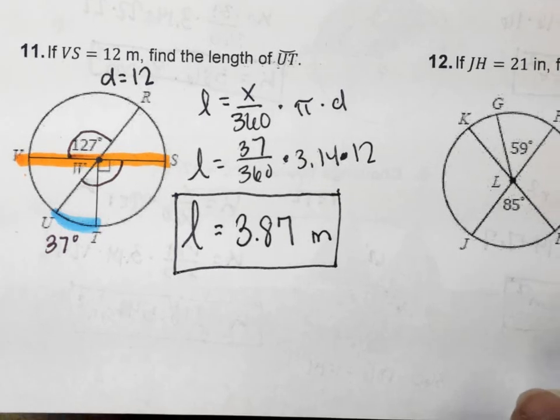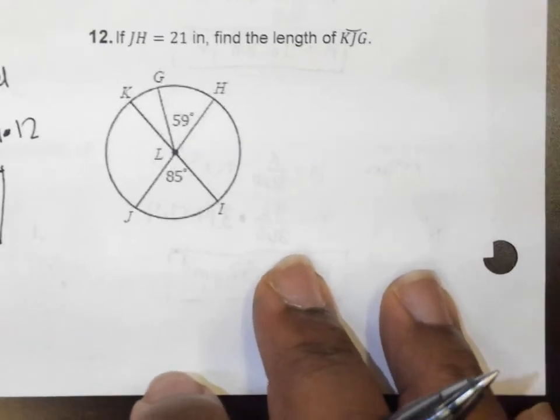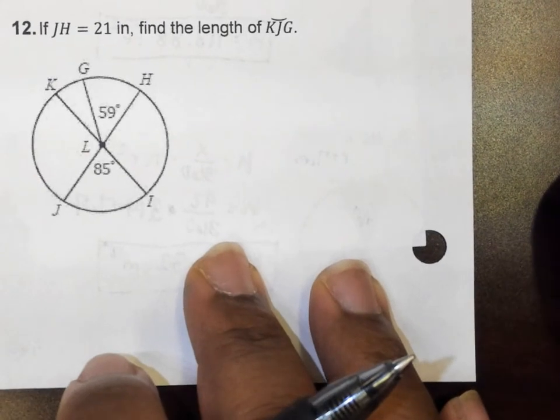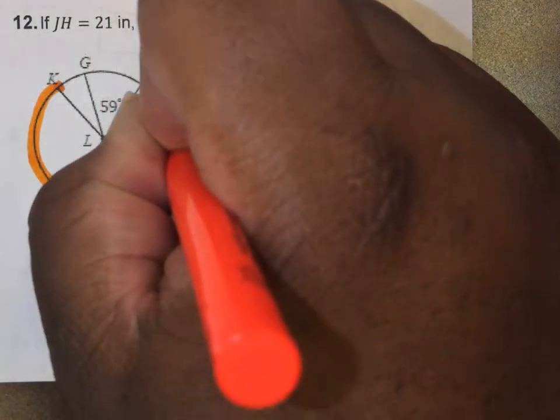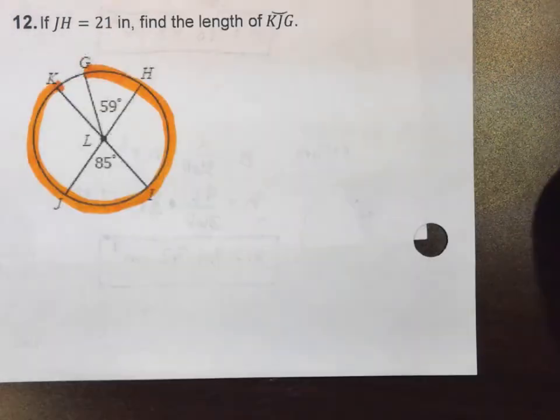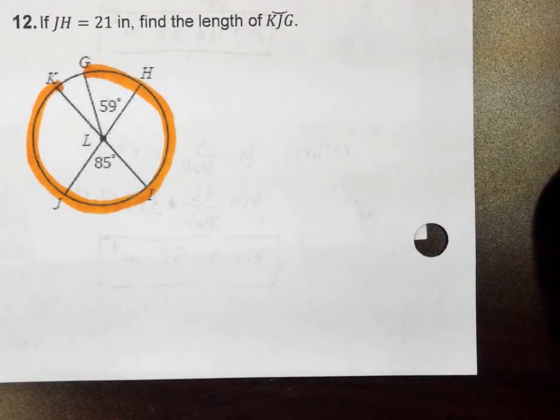Alright, last one that I gotta do. Number 12. If JH equals 21, find the length of arc KJG. KJG. Use the letters, help that make you draw your arc. Oh, look at Faith. K through J, all the way around to G. That's pretty much most of the circle. You're only leaving out that small chunk. Well, you gotta find out what that small chunk is to leave it out.